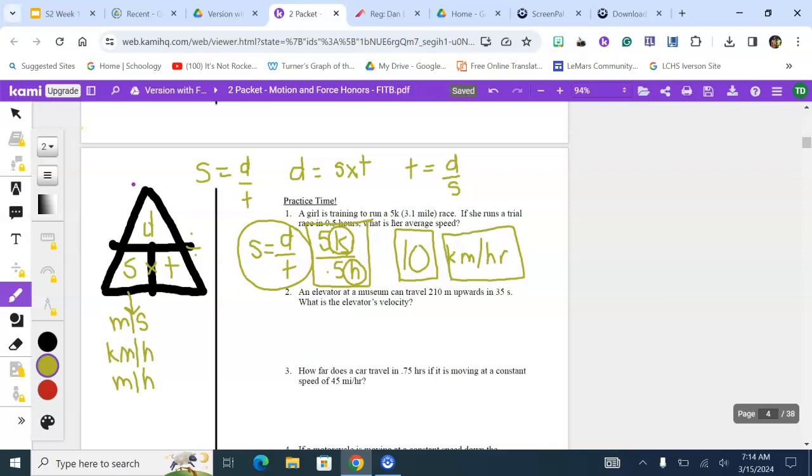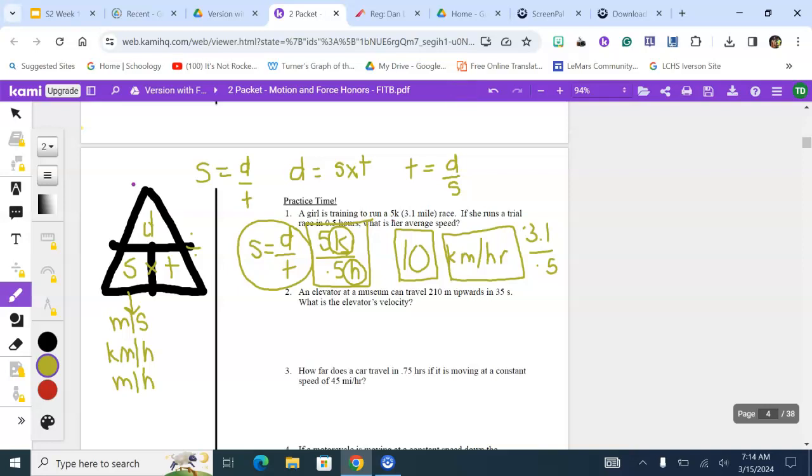Now, could you do this in miles per hour if it makes more sense to you? Absolutely. That would be just fine. This would be 3.1 divided by 0.5, and you would get 6.2 miles per hour. So maybe the miles per hour gives you a better inkling of how fast they're actually traveling.